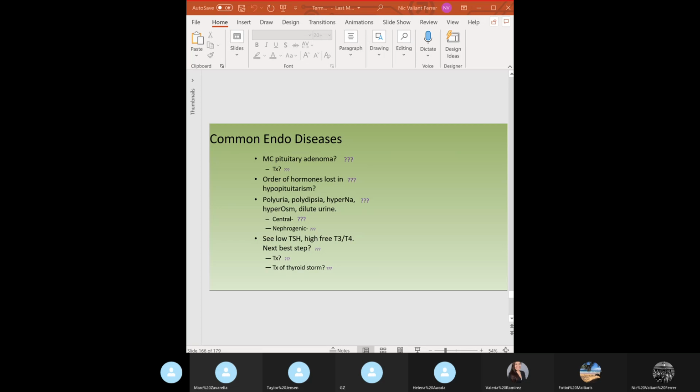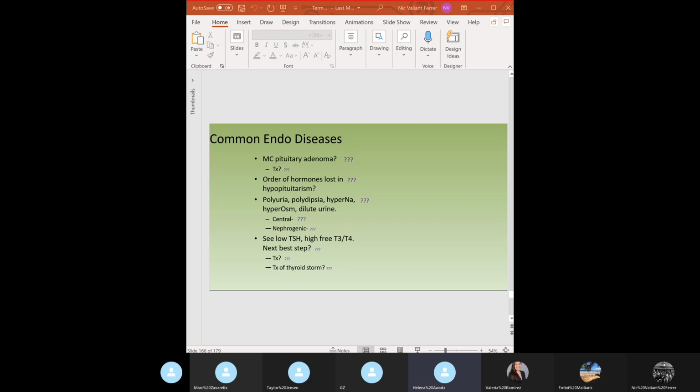MC, you have a pituitary adenoma. What is this? What are we thinking? Cushing's disease? Careful. Consider this in pregnancy. If someone is pregnant. Sheehan syndrome?